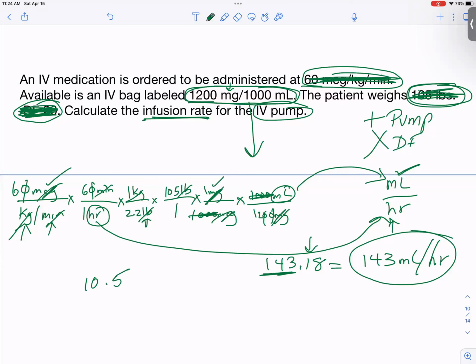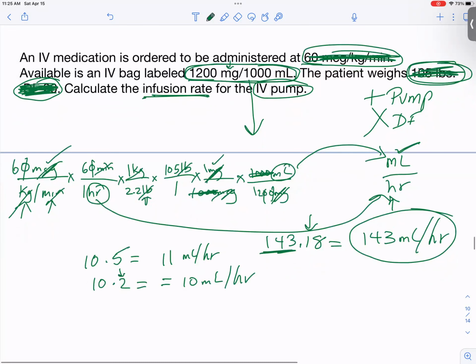We follow our rounding rules. 10.5, we would set the pump to 11 milliliters an hour. What if the answer came out to 10.2? Our rounding rule still says we follow 10 and up, we round to the whole number. 10.2, we don't round up, so it'll be 10 milliliters an hour.